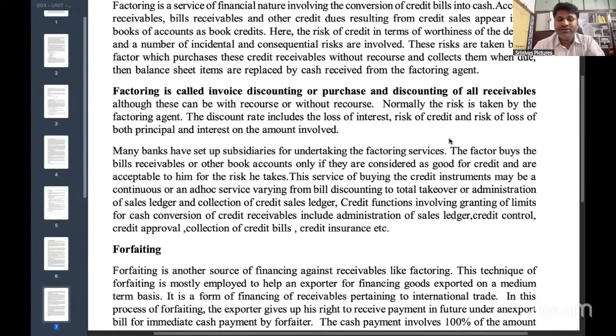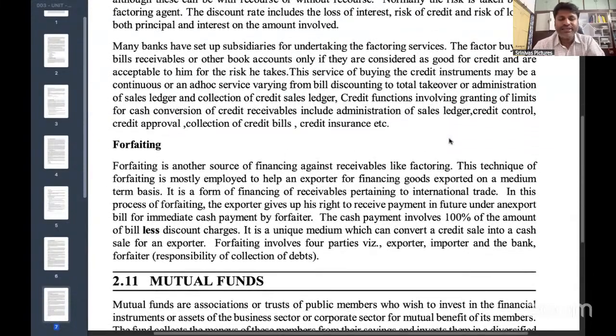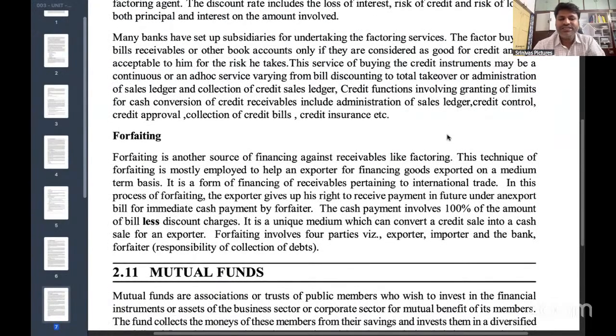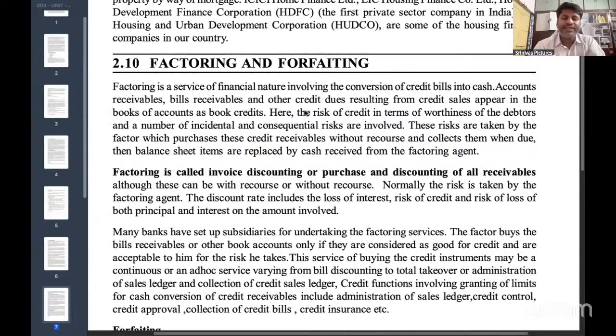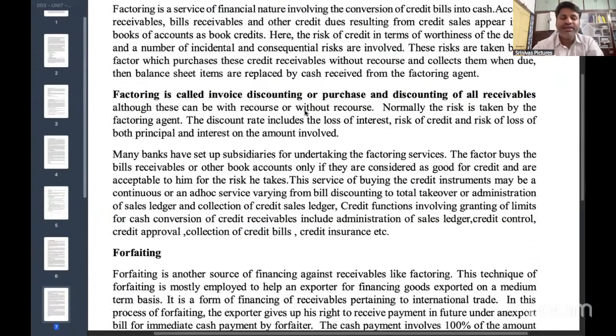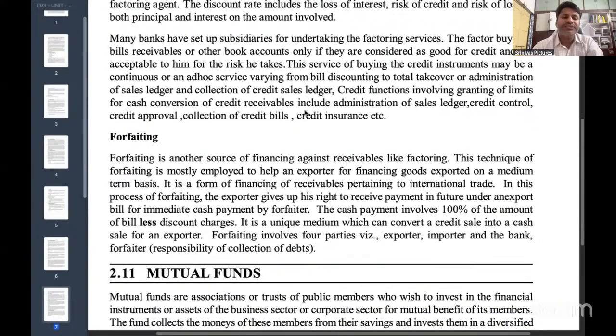Forfaiting. Forfaiting is another source of financing against receivables, like factoring. This technique is mostly employed to help exporters financing goods exported on a medium-term basis. It involves financing receivables pertaining to international trade. So factoring is involved with domestic customers, while forfaiting involves international payments and collections.